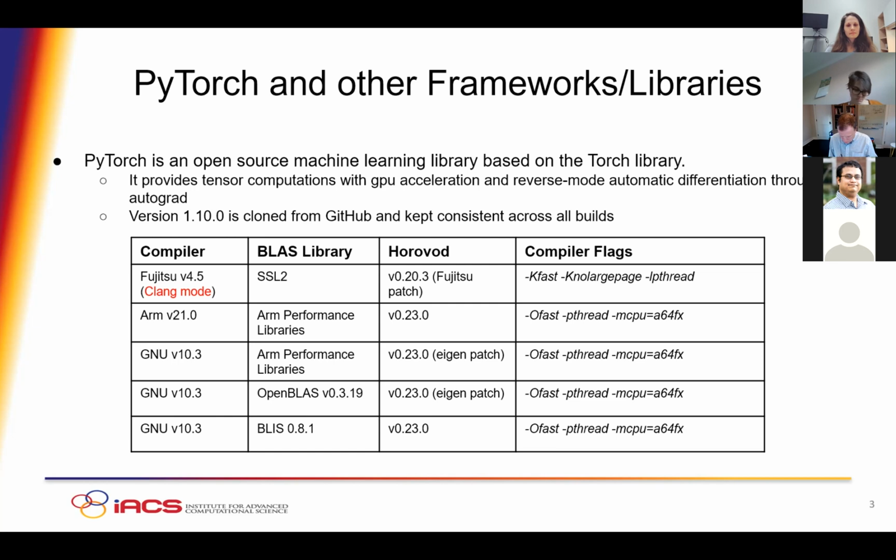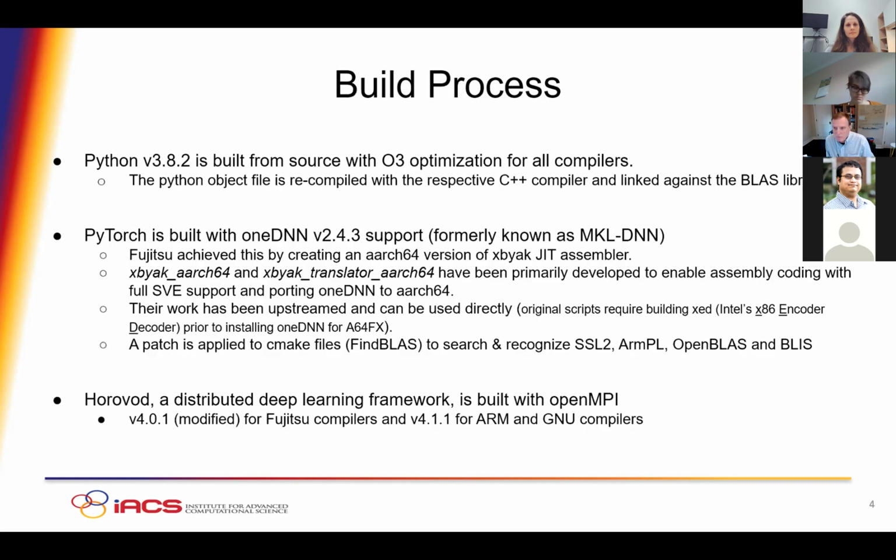These are some of the compiler flags that I've used. These are the fixed flags. Each individual software had its own set of flags that it was using. So while it says Ofast or Kfast, it may not actually use that. Now the build process: we built Python from source with O3 optimization. Just before installing Python, we recompile the object file and link it against the specific BLAS libraries. This enables any other libraries such as NumPy, which have a C backend, to make use of a lot of the BLAS library functions.